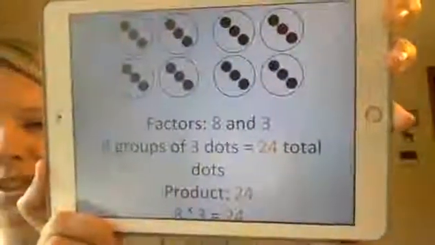Eight groups of 3. Look at my little deer horns. Well, I can't do it once I try. That's funny. 8 groups of 3. 8 and 3 are the factors. So if we were to say 3 plus 3 plus 3 plus 3 plus 3 plus 3 plus 3 plus 3, the product is 24. Good.